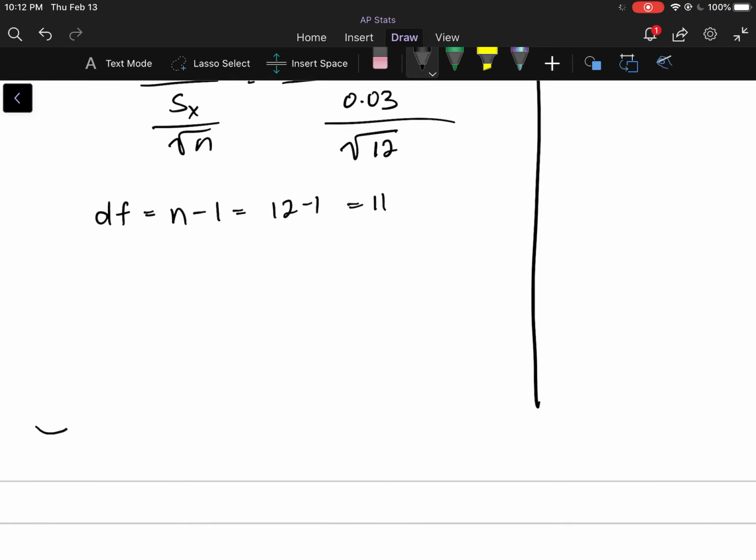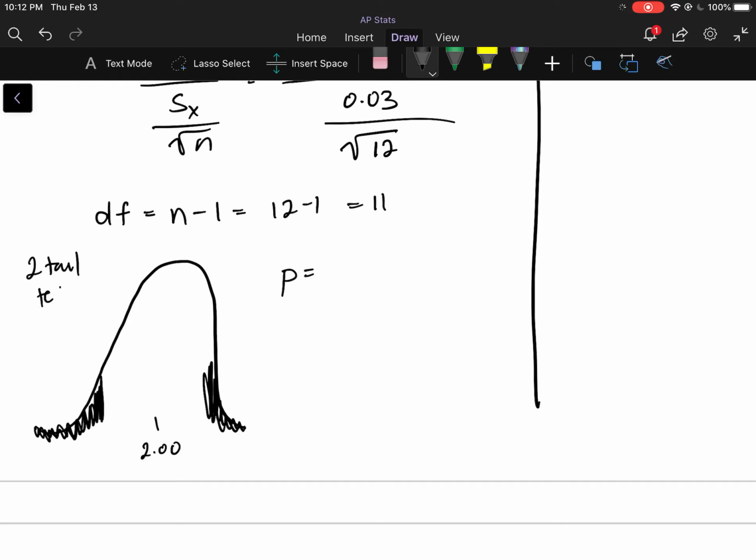Okay, I'm going to draw out my normal curve. In the middle is 2.00, and this is the shaded area. Once I put this into my calculator, the shaded area is the two-tail test. So this is a two-tail test, since the alternative hypothesis is not equal to the mean. So P is equal to 0.26.